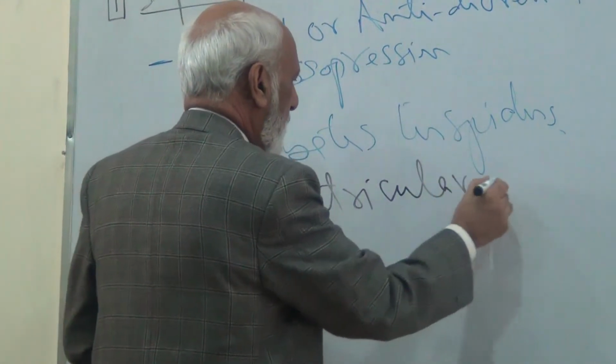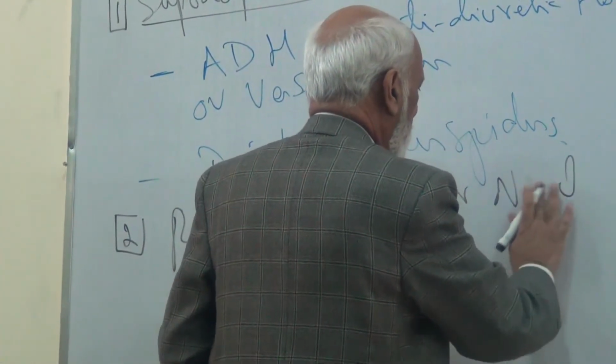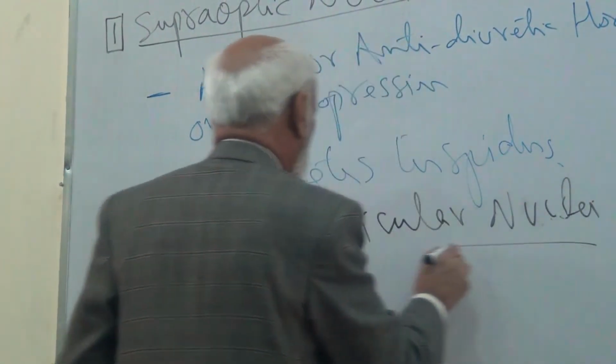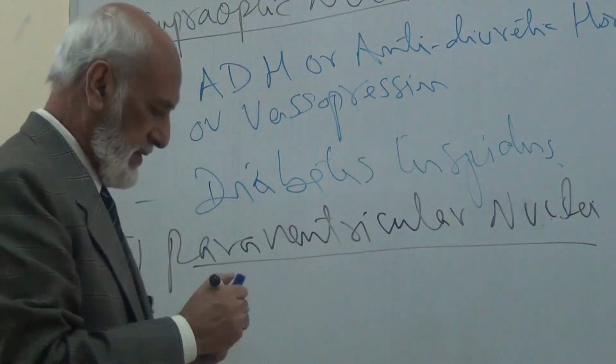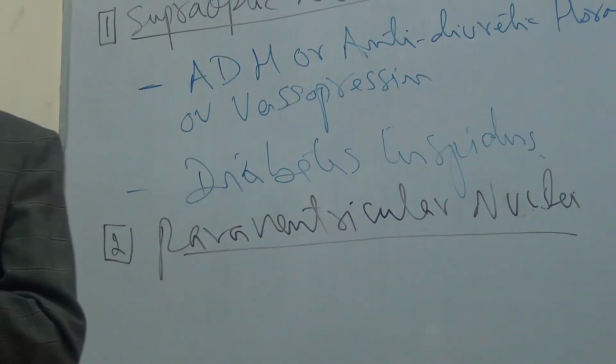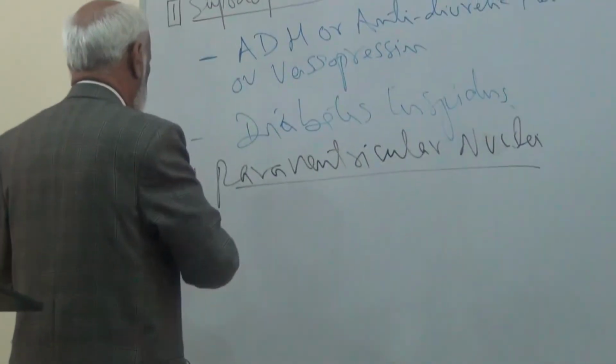Paraventricular nuclei of the hypothalamus. Now, the neurosecretory cells of these neurons secrete another hormone, that is oxytocin.